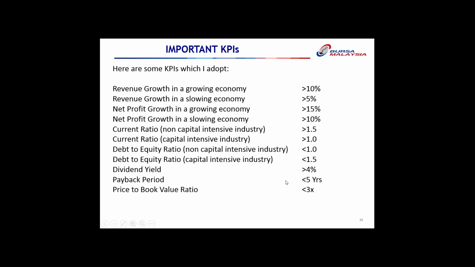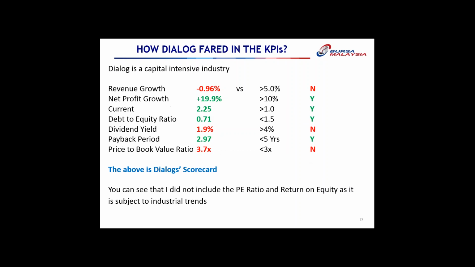But how does Dialog actually measure when compared to the KPI first? Revenue growth minus 0.96%. Therefore, it is actually less than the KPI. We have a no here. We have a yes here, meeting a KPI. Okay. Current ratio, which is 2.25. Yes.